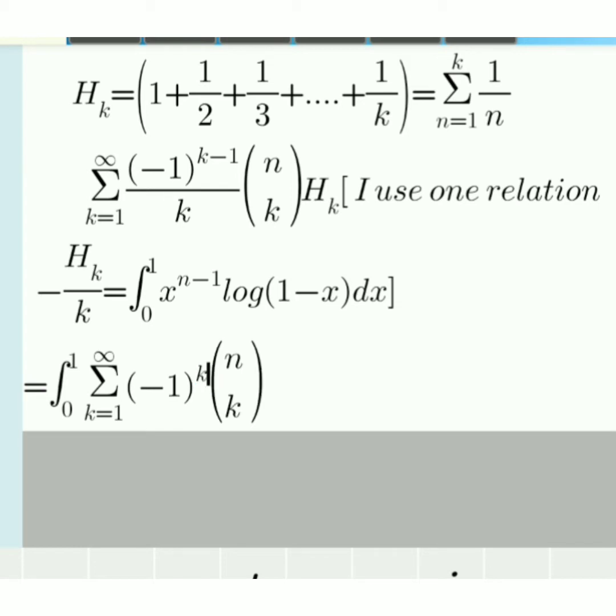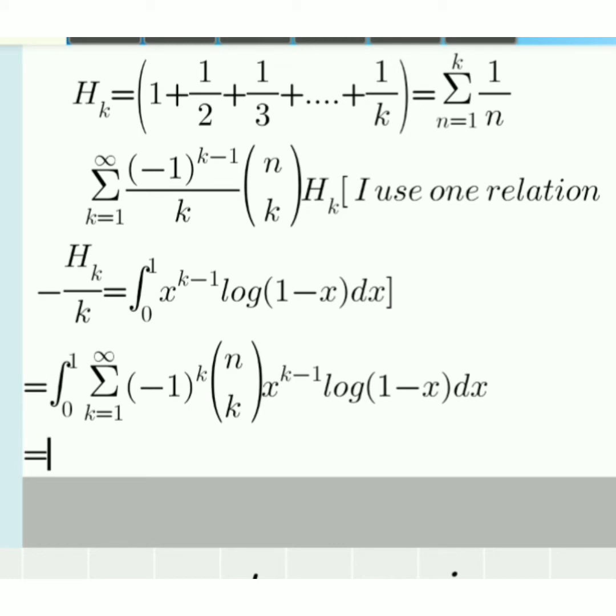And this will be k minus 1, and this value will be x to the power k minus 1 log 1 minus x dx, because according to the formula, I use this formula, and Hk by k is equal to x to the power k minus 1 log 1 minus x dx. So friends, you must remember this when you get this kind of problem.